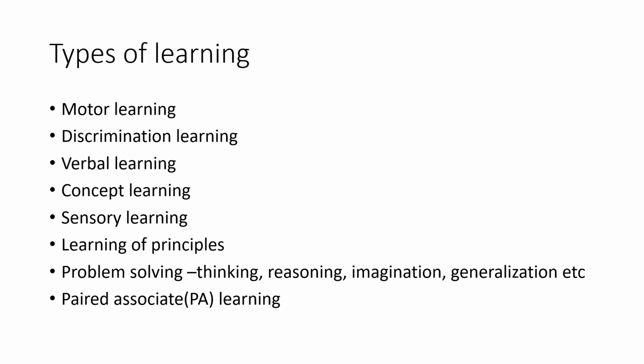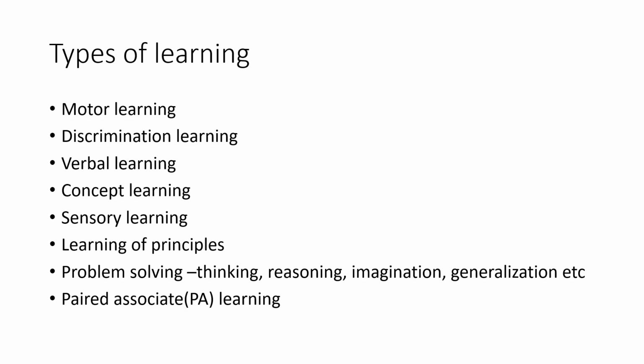Then the next point is the types of learning. The first one in this category is motor learning. Motor learning means those types of learning which require the usage of muscles. For example, when a baby is learning to walk, or when we are riding a horse, or operating a typewriter or a keyboard, then some kind of movement or use of muscles is taking place. This type of learning is called motor learning.